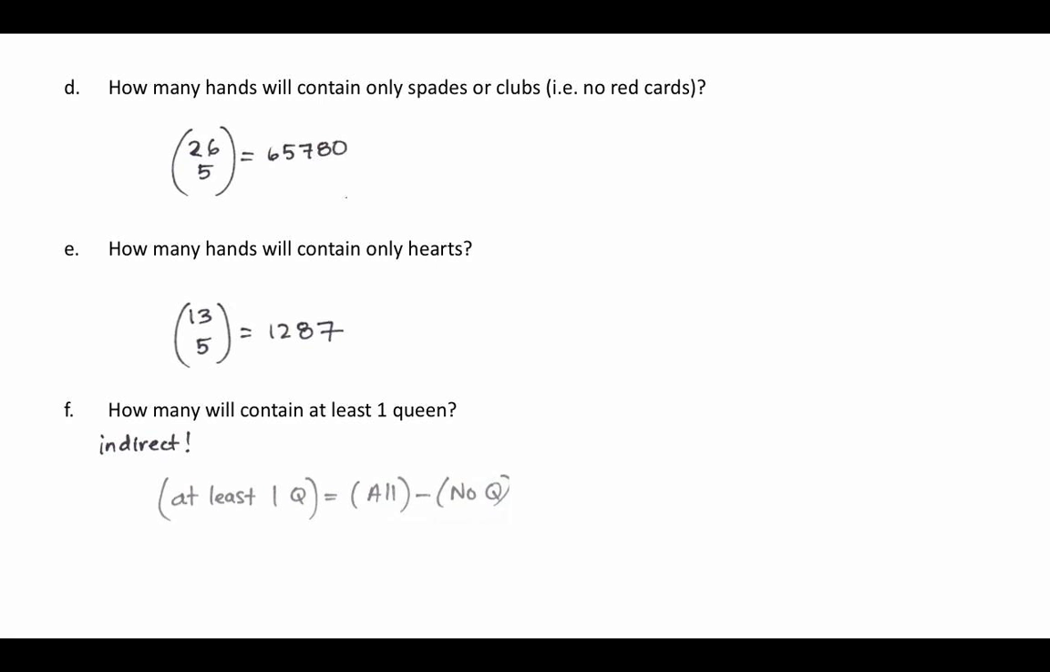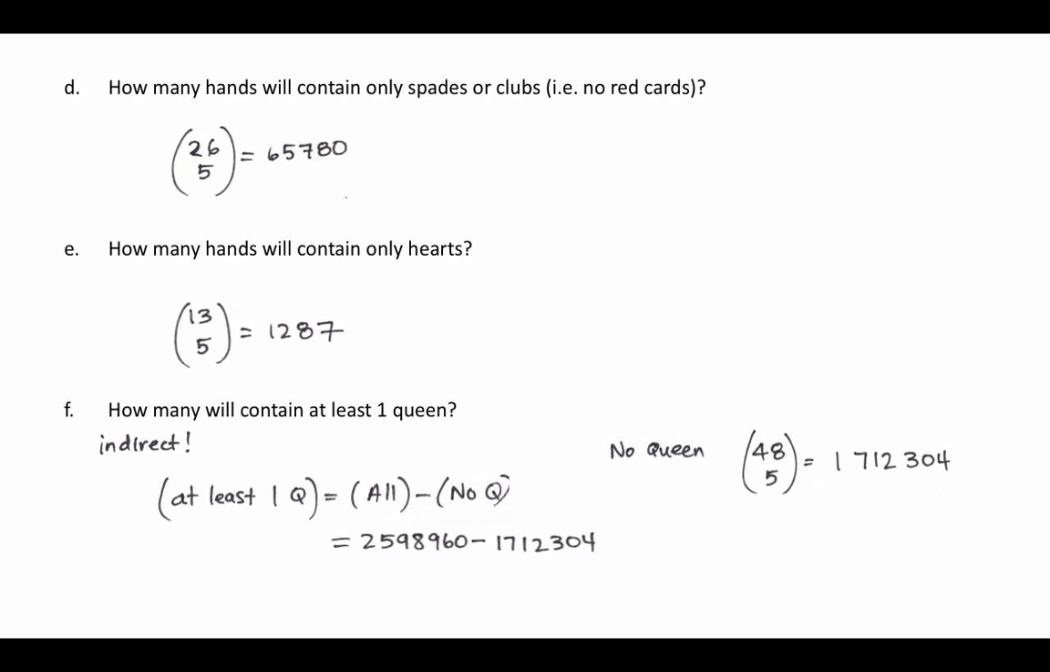So basically, the case where we've got at least 1 queen is equal to all of the different combinations minus the ones where we have no queen. And so no queen would be, well, if there's 52 cards in a deck and we throw out the 4 queens, see you later, 48 choose 5 is 1,712,304 different hands. Right?